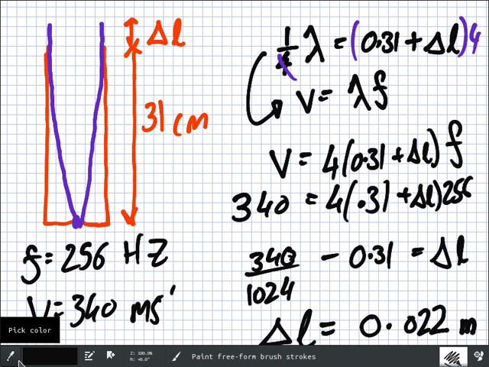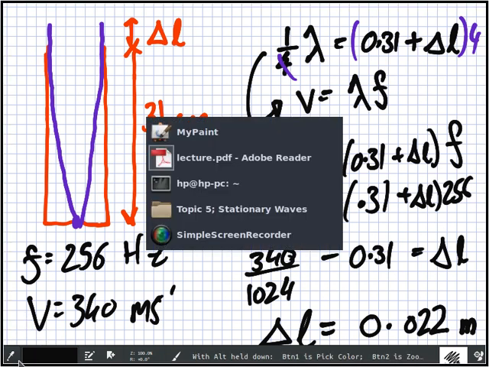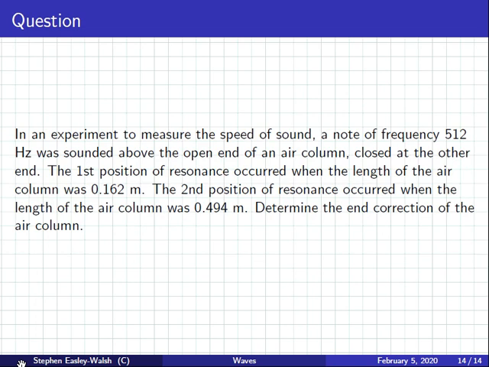Okay. You got that? Yep. Next one. Now, in an experiment to measure the speed of sound, so this time we don't know the speed of sound, a note of frequency 512 Hz was sounded above the open end of the air column, closed at the other end. The first position of resonance occurred when the length of the air column was 0.162, and the second position of resonance occurred when the length of the column was 0.494.